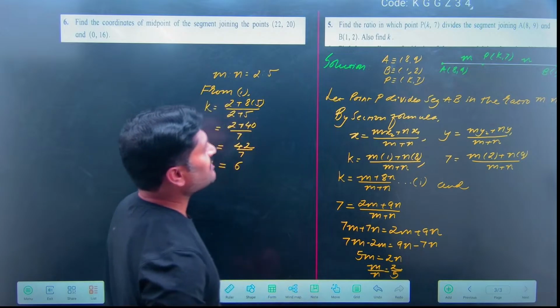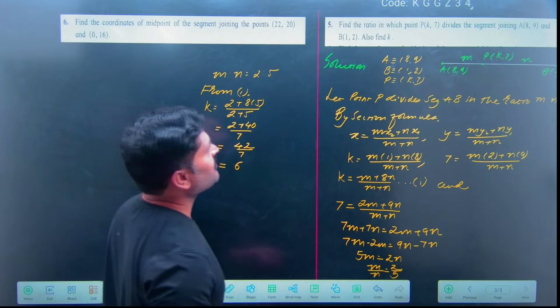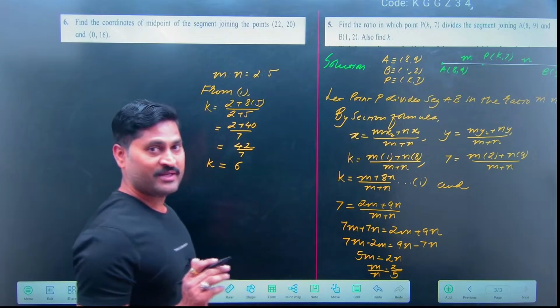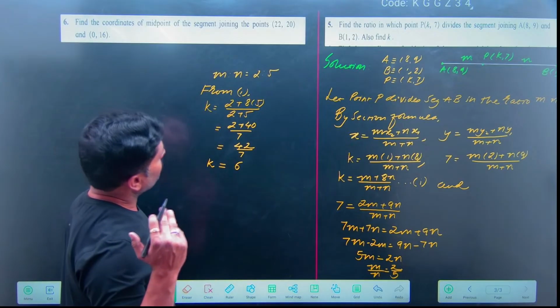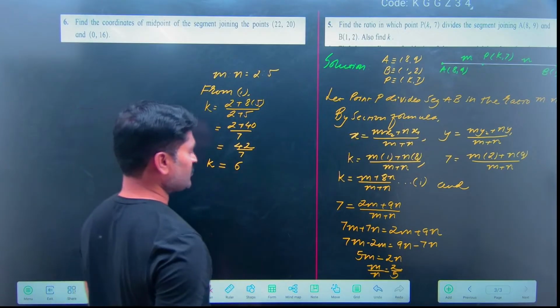So again in the answer you can write: point P divides segment AB internally, or simply in the ratio 2:5, and K is equal to 6.